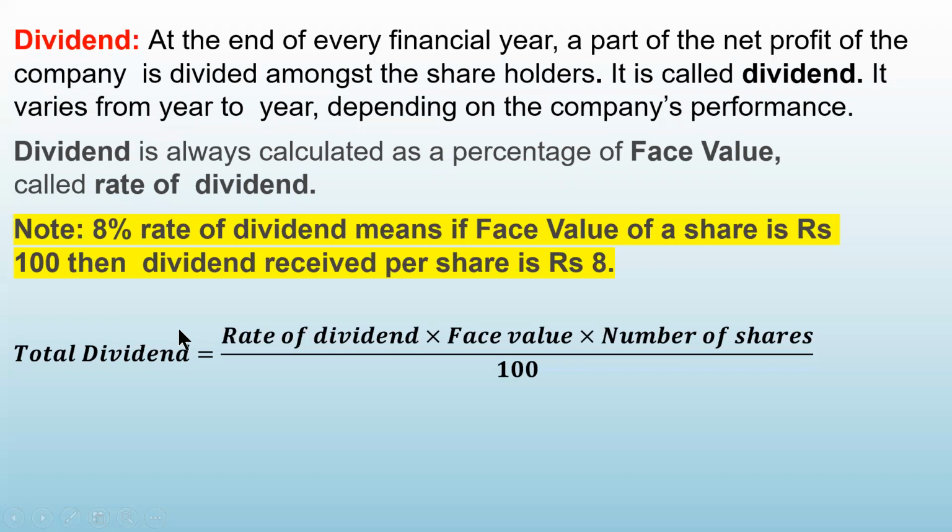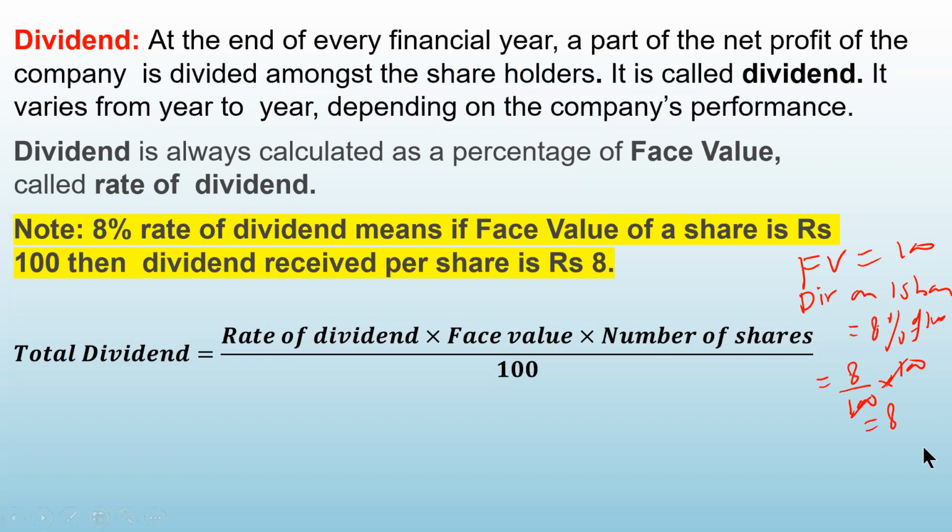How do you calculate the total dividend? First, you calculate the dividend on one share and multiply it by the number of shares. You will get the total dividend. So how do you calculate the dividend on one share? Suppose, for example, 8% is the rate of dividend. That means face value is 100. So the dividend on one share is 8% of face value, so 8% of 100. What is 8% of 100? It is 8 upon 100 into 100. So that will give you ₹8. So 8 is the dividend on one share.